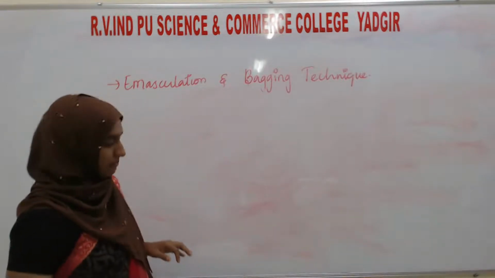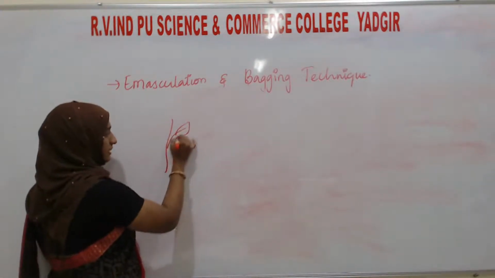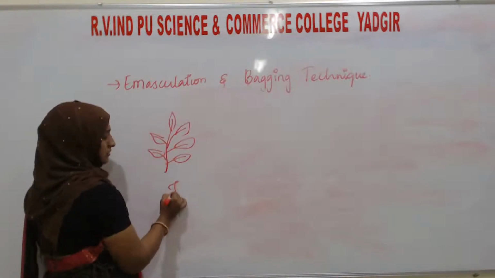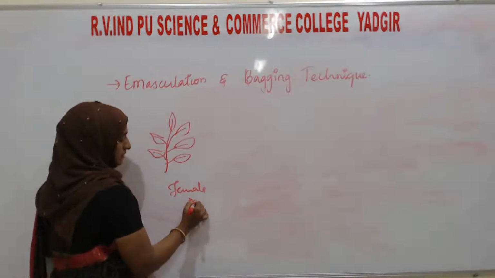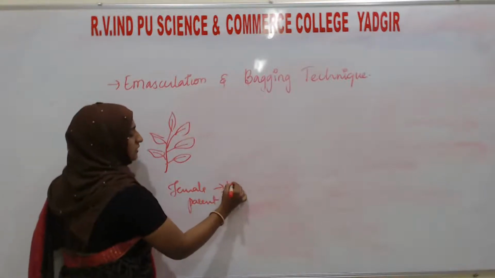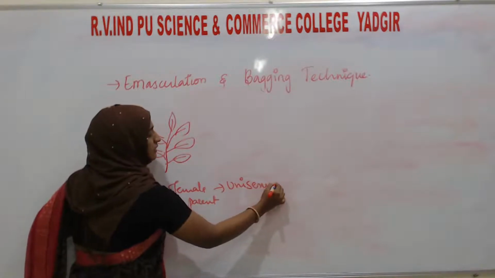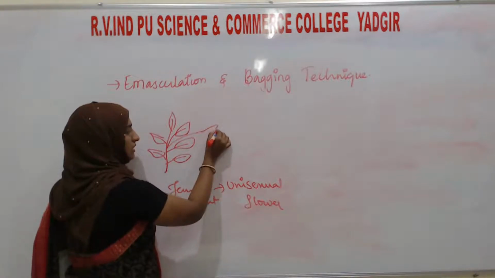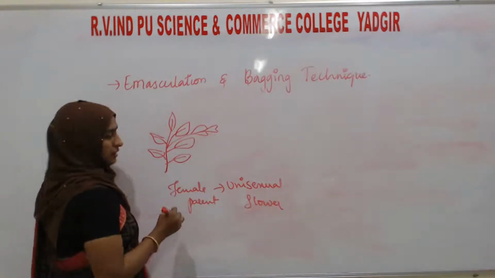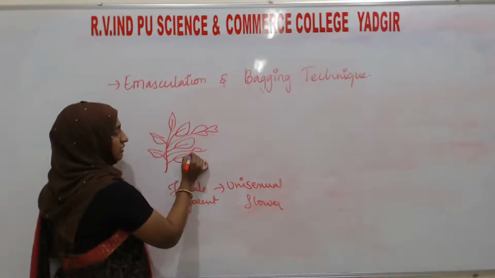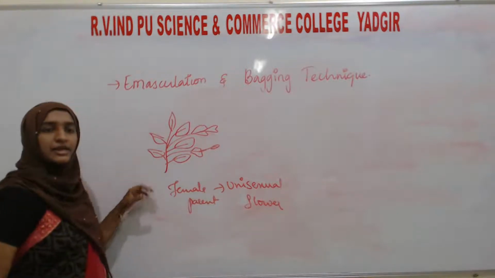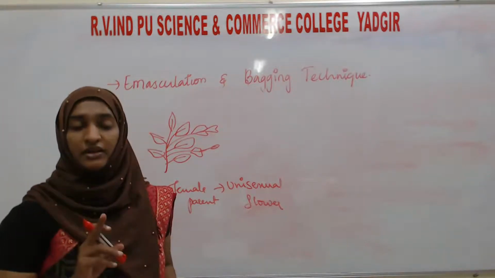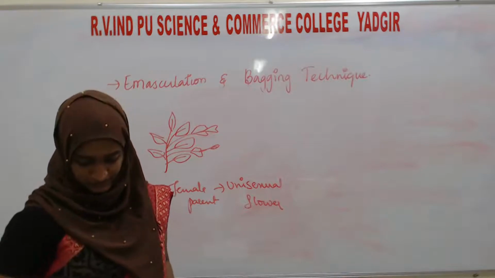If a female parent produces unisexual flowers, unisexual flowers means only the female flower or the male flower, any one of them, not both. Unisexual means only one sex organ or one reproductive structure will be there.